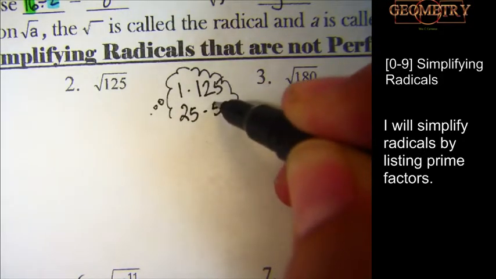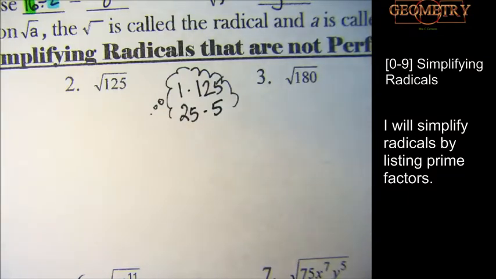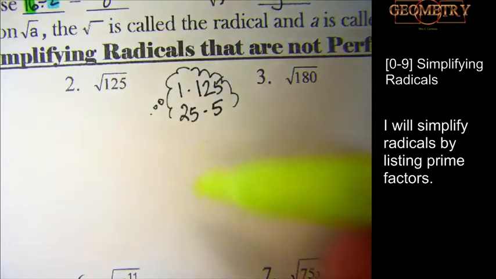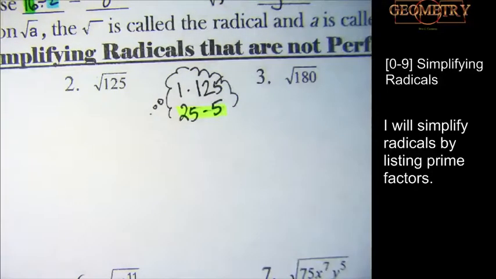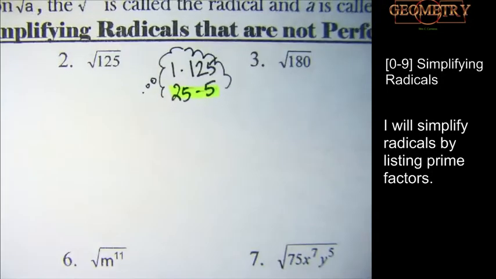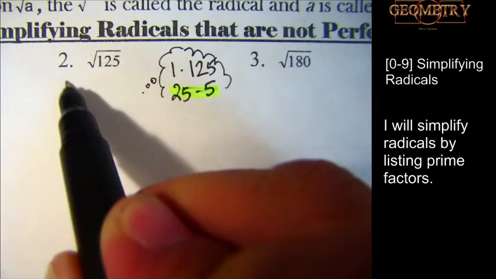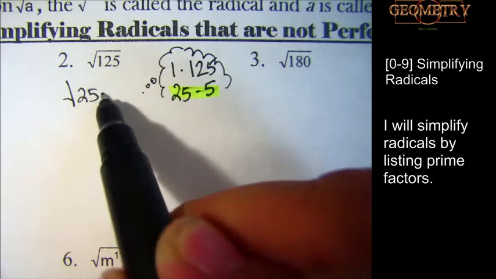25 times 5. Does this pair have a perfect square? Yes, so we can stop. We don't have to look for any more because we found a pair that's going to work for us. So I'm going to rewrite 125 as 25 times 5.